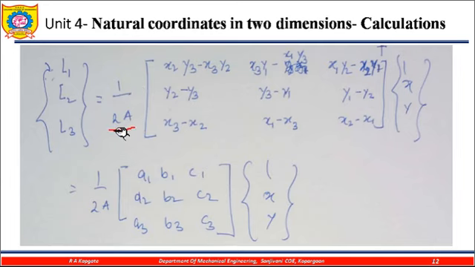Why is this written? Because whenever I am using the cofactor method, that cofactor method is telling me that A inverse is equal to the cofactor transpose divided by the determinant of A.